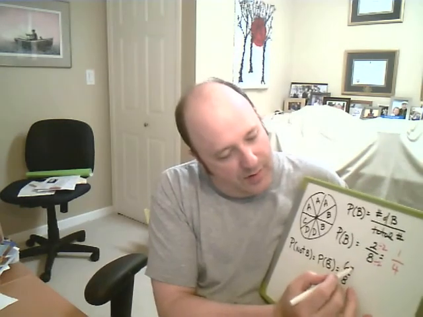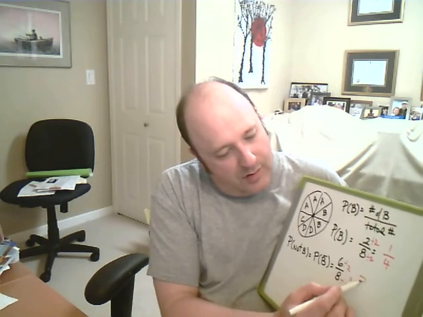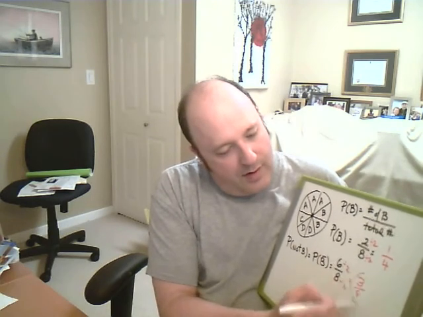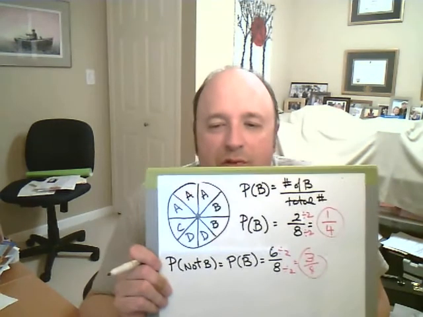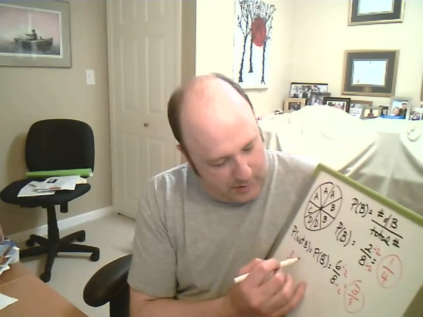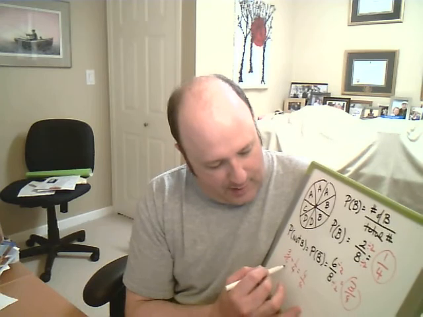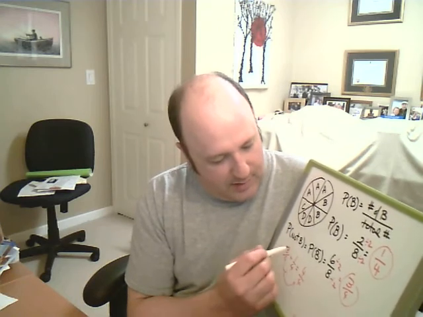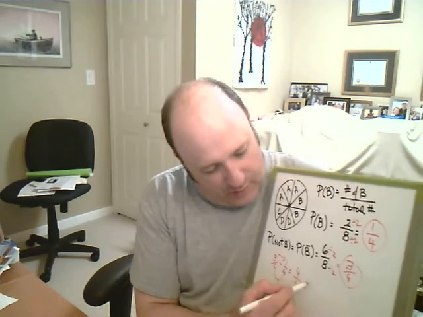Right, 6 can be divided by 2. 8 can be divided by 2. And I'm left with 3 over 4. Now, check that out. What's 3/4 plus 1/4? 3/4 plus 1/4 is equal to 4/4, right? You keep the bottom the same because they're like denominators. You add the tops, and 4 over 4 is the same as the value of 1.